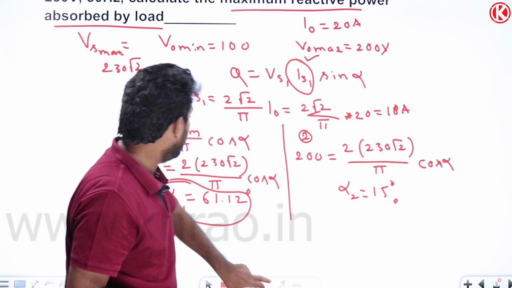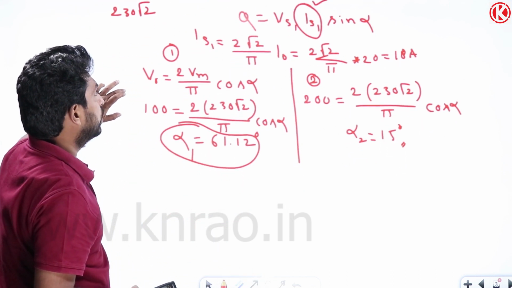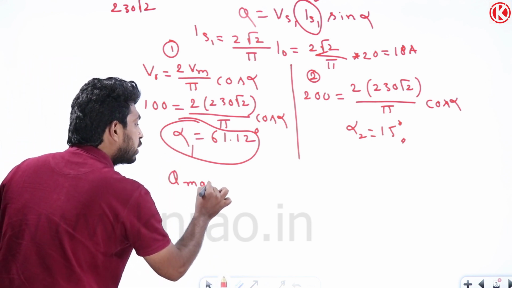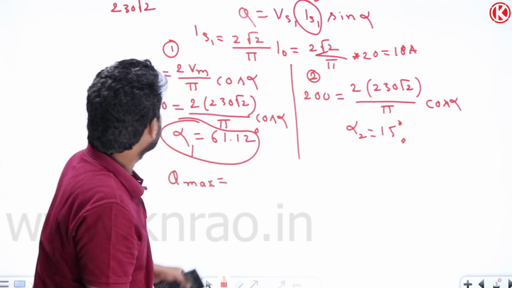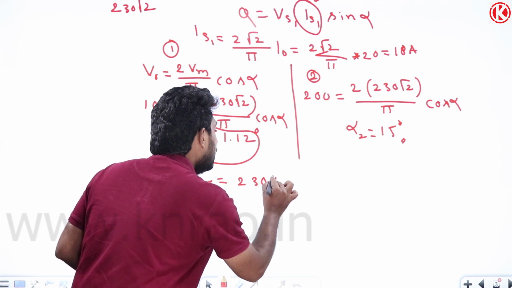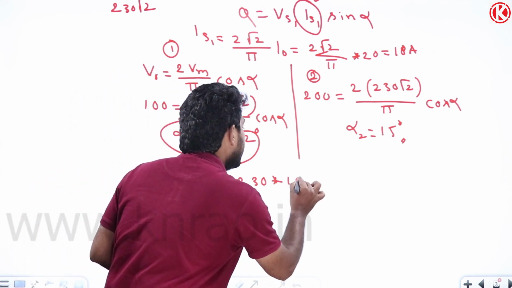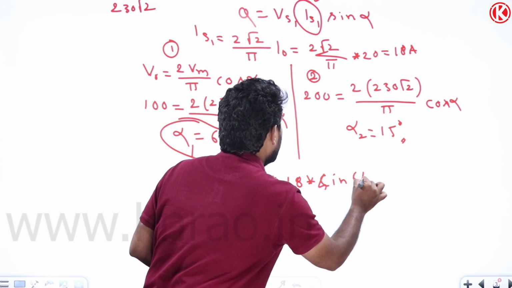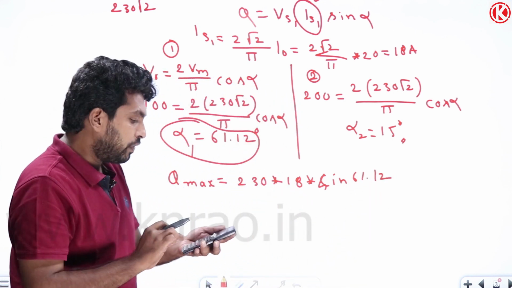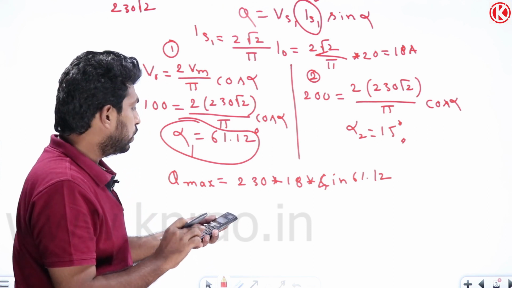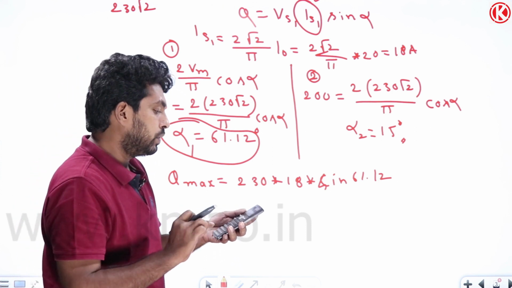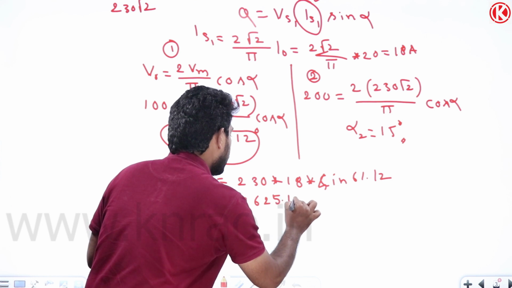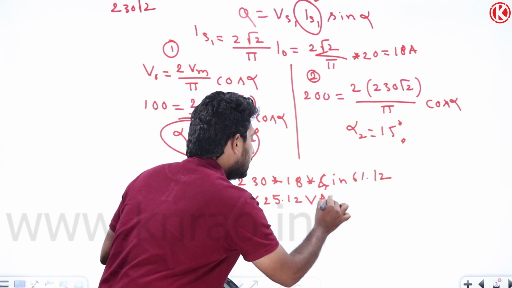Let me find the Q maximum value. Reactive power maximum equals Vs1 RMS, which is 230 volts, into Is1 RMS, which is 18 amperes, into sine 61.12. Let me find this: 230 into 18 into sine 61.12 is 3625.12 VAR, the reactive power.